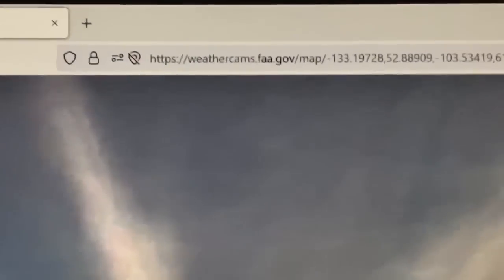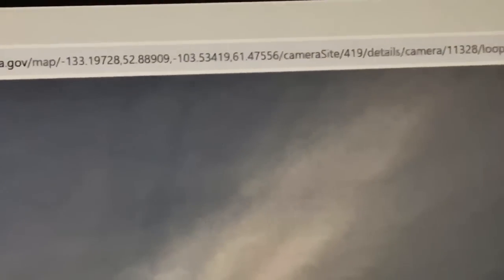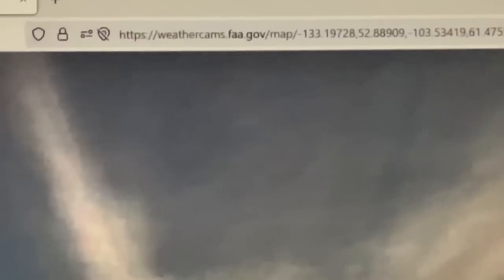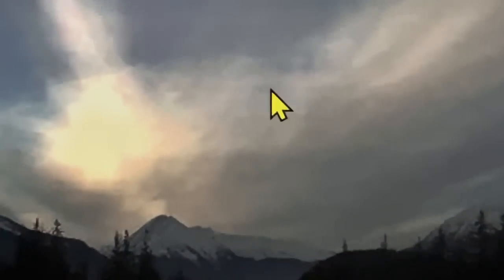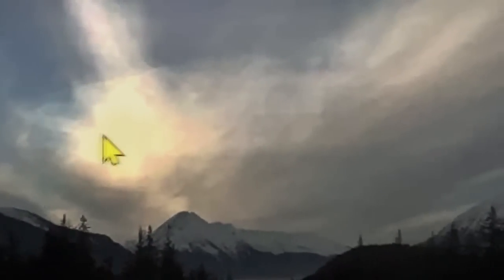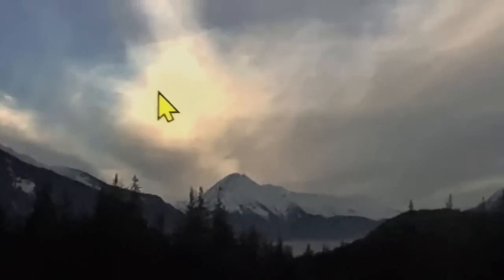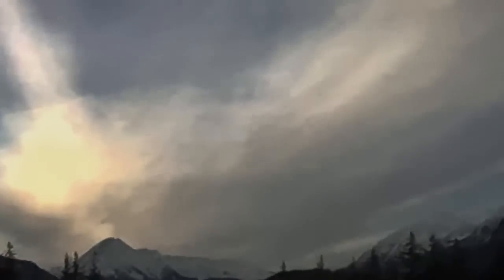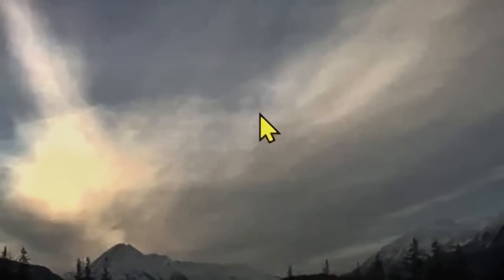FAA weather cams. You can see, yeah, okay, it's Haines. I don't know where it's going to say it's at, but it is. Boom. Right there, and it's rotating around in the sky is what it's doing. This is like one level and then another level. I wonder if there's like a being's head right there. They could have their head sticking up.